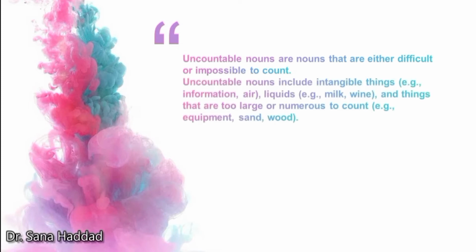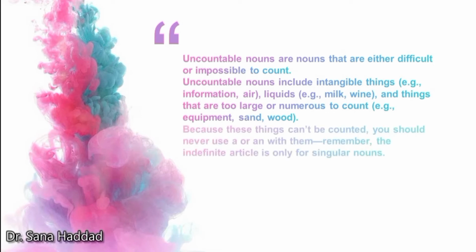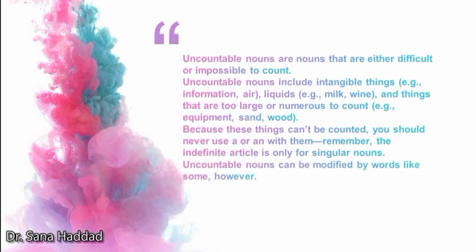Uncountable nouns include intangible things, for example, information, air, liquids, for example, milk, wine, and things that are too large or numerous to count, for example, equipment, sand, and wood. Because these things can't be counted, you should never use a or an with them. Remember, the indefinite article is only for singular nouns. Uncountable nouns can be modified by words like some, however.